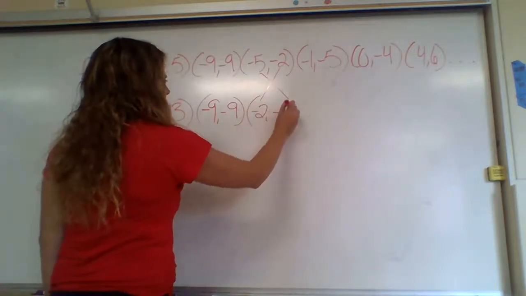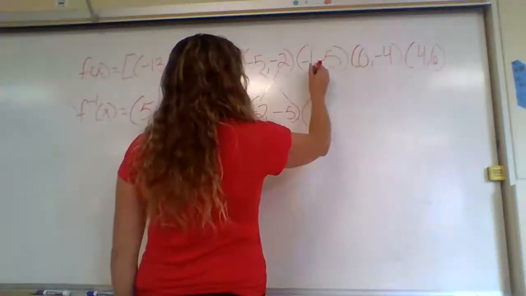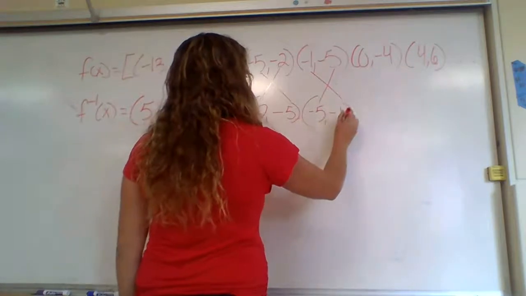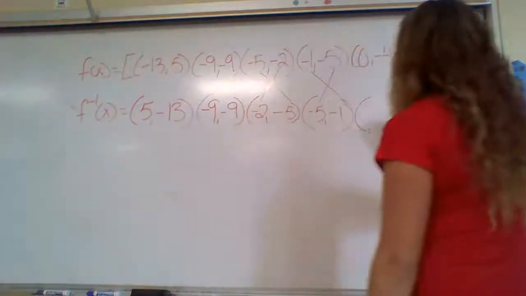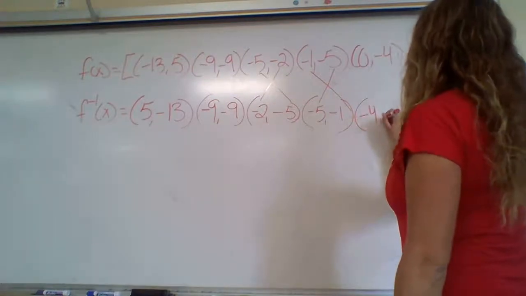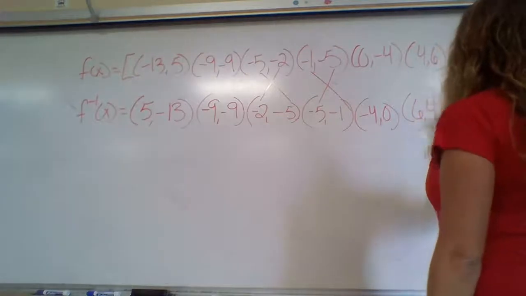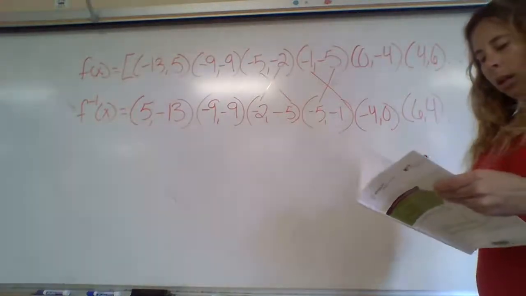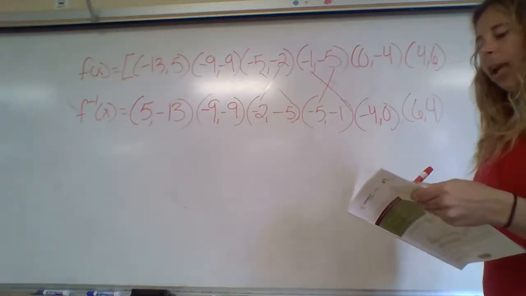Negative 2, negative 5. Negative 5, negative 1. Okay. Negative 4, 0, and then 6, 4. And so on. Sorry. And then do the last 2. That's all. So that's number 8.